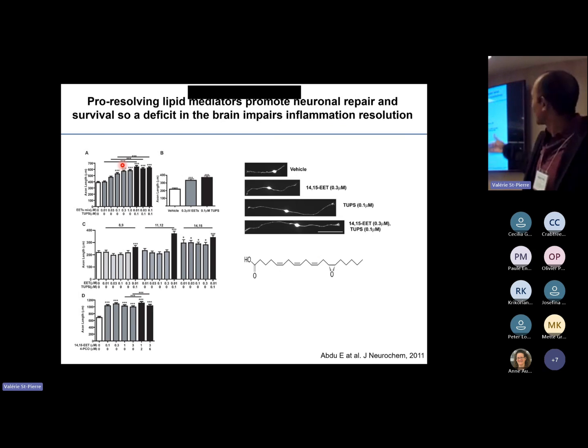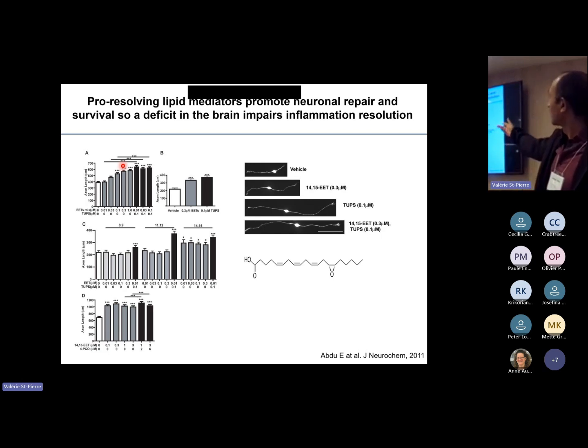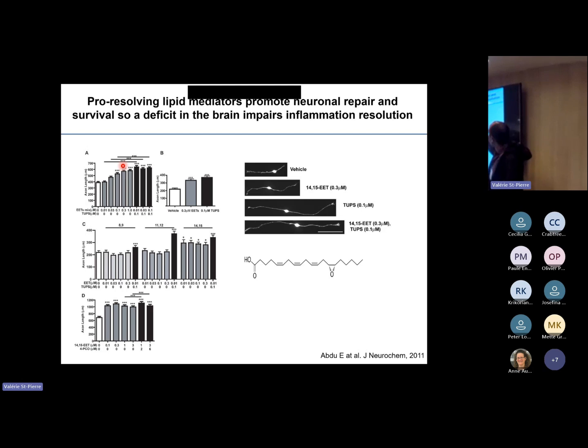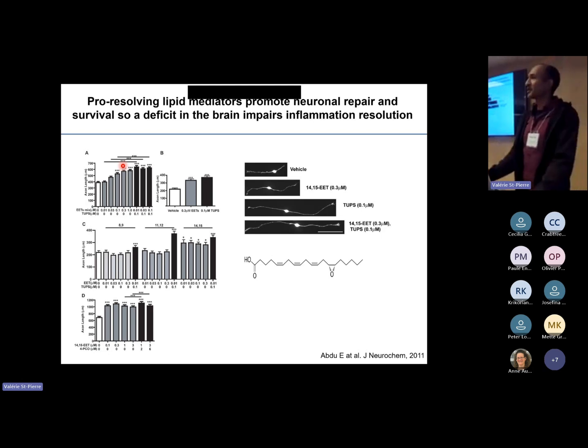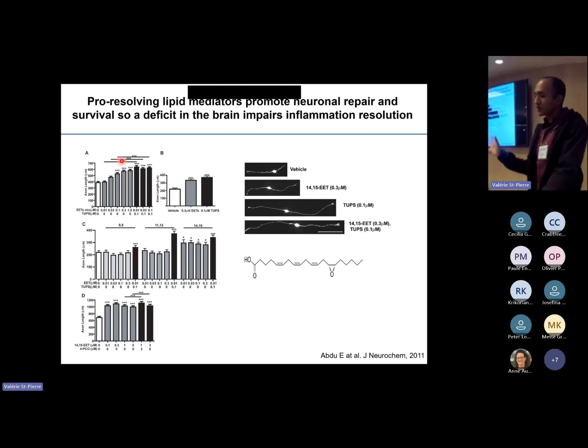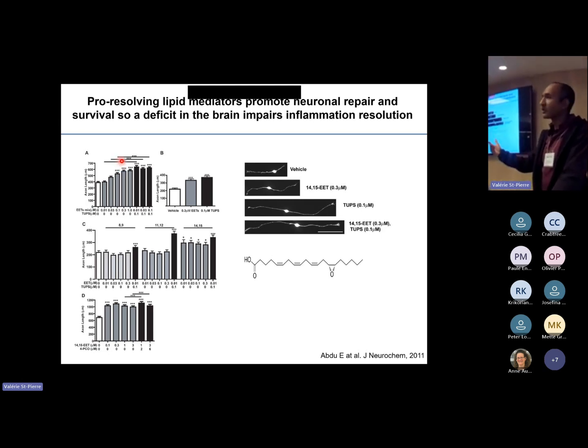And just to make the point, what do these things do? They actually do promote neuronal repair. So axonal outgrowth is a form of neuronal repair. So you can see that adding 14,15-EET, a metabolite of arachidonic acid, increases axonal outgrowth. When you add an inhibitor that degrades this EET, this axonal outgrowth is further enhanced. When you give the two together, you get connected neurons magically. But this is just to tell you what these things are doing in the brain.